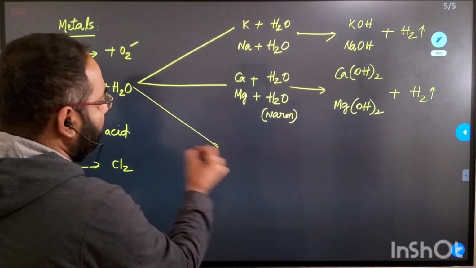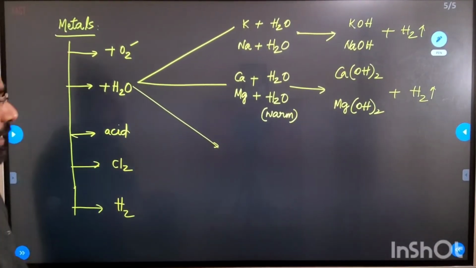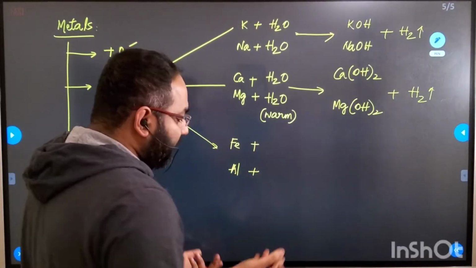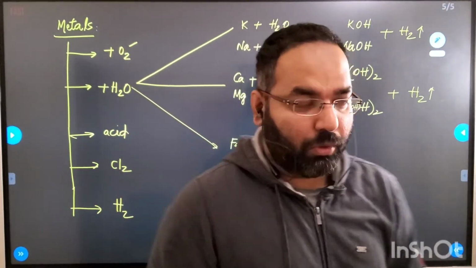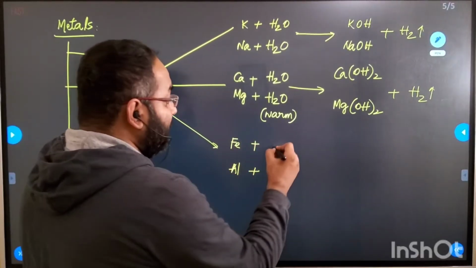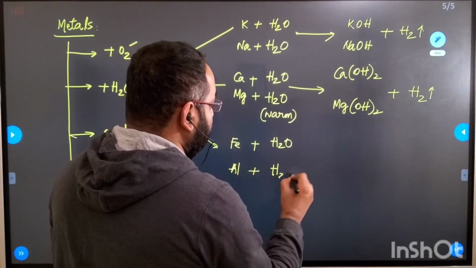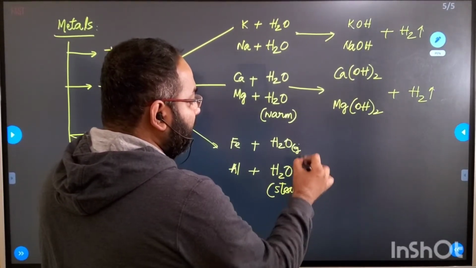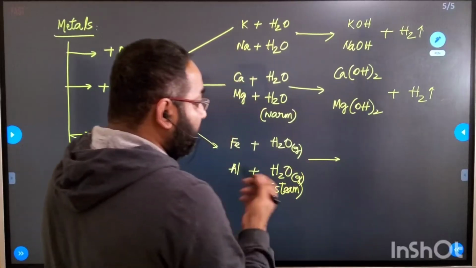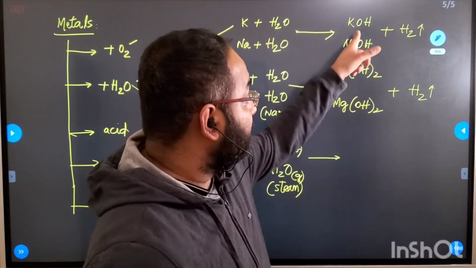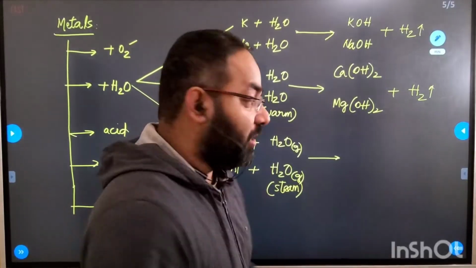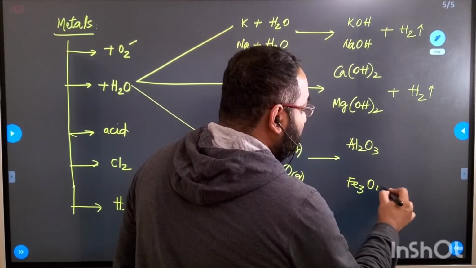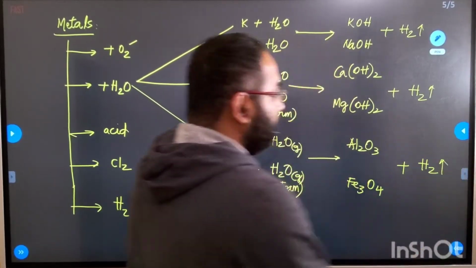Now let us look at metals that are quite weak. If you take iron or aluminium, they generally don't react with cold water nor hot water. Instead, it's best that you heat these and pass steam over them. Steam also has the formula H2O; the only difference is you'll write H2O gaseous. This is going to give you their respective oxides. That's the difference: these two will give their hydroxides, these two will give their oxides. So you're going to get Al2O3, you're going to get Fe3O4, plus you're going to get hydrogen gas.